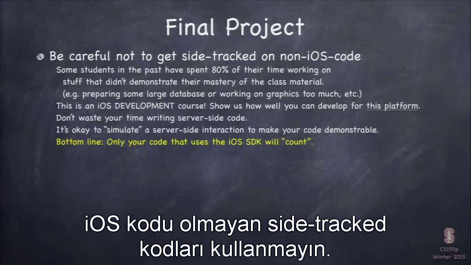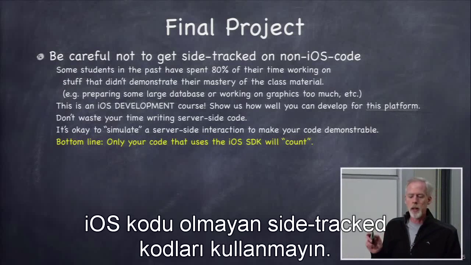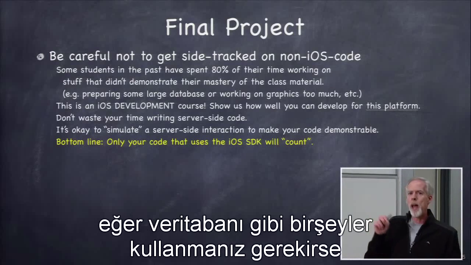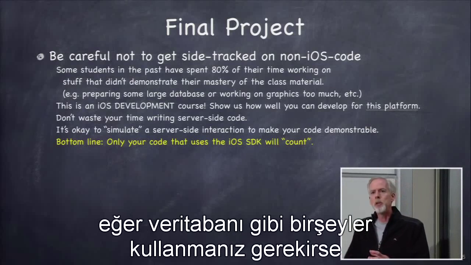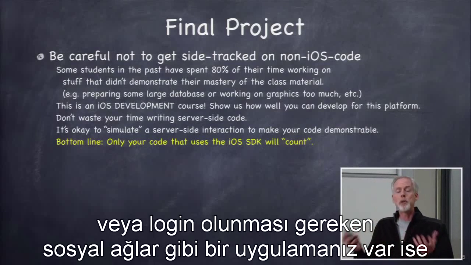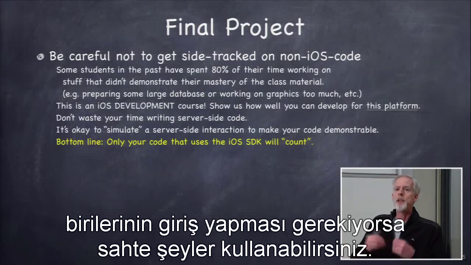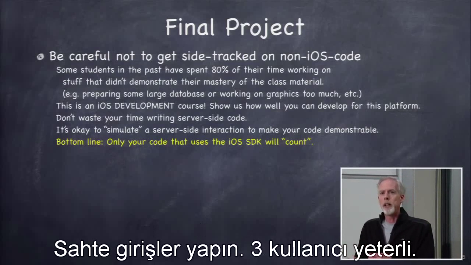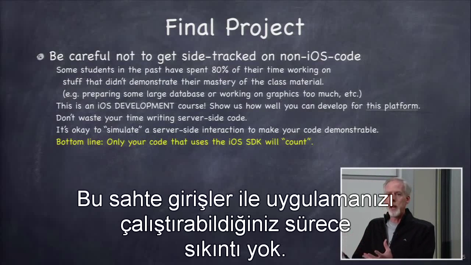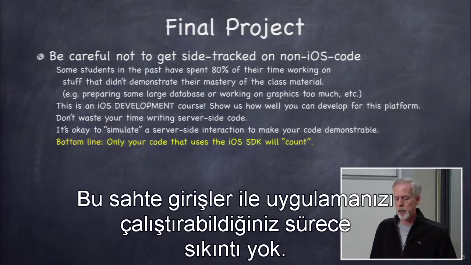This is kind of a reiteration of what I said before, but don't get sidetracked on non-iOS code. If you have something like a database that you're going to use or a login, a lot of people want to do a social networking app, which is great, and you have to have a login or something like that. You know, you can fake it, fake the login. Just have 3 users, and that's all, right? As long as you do it in a nice object-oriented way, where that faked backend is its own object somewhere or whatever.